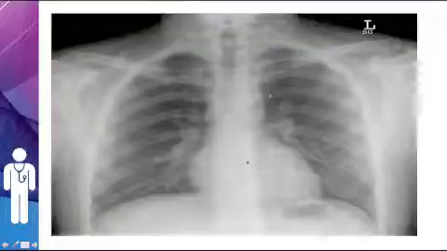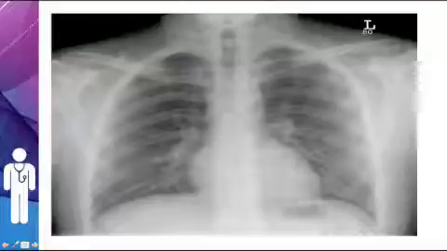The mediastinum isn't dilated. The lung fields are relatively clear. Heart borders are maintained, as are the diaphragmatic borders. And then there's no evidence of any soft tissue injury or anything else. It's obvious, so it looks like there's a problem in the esophagus perhaps.